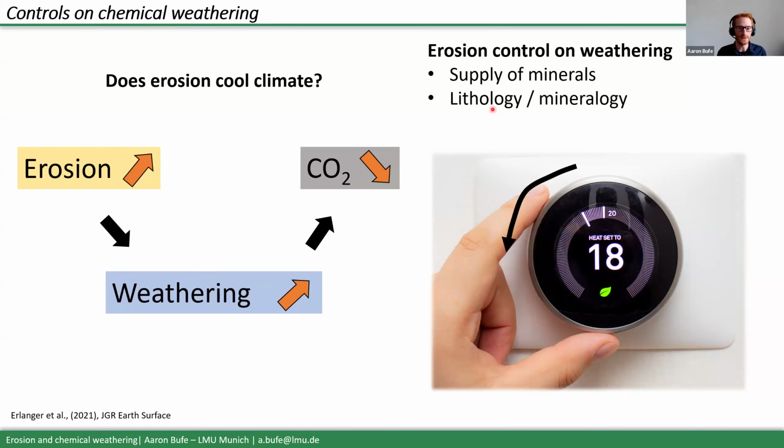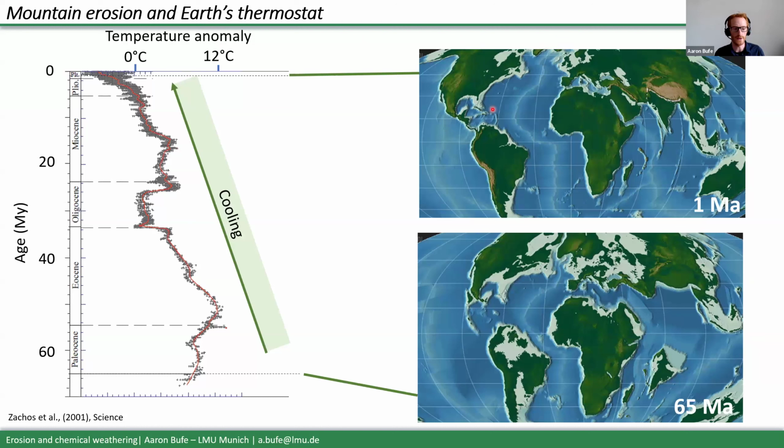And this then leads to this hypothesis that's almost 30 years old now, that part of the cooling through the Cenozoic that we observe in, for example, this oxygen isotope curve here, part of this substantial cooling may have been driven in part by uplift of mountains such as the Himalaya, the Alps, the Andes that didn't exist 65 million years ago, right?